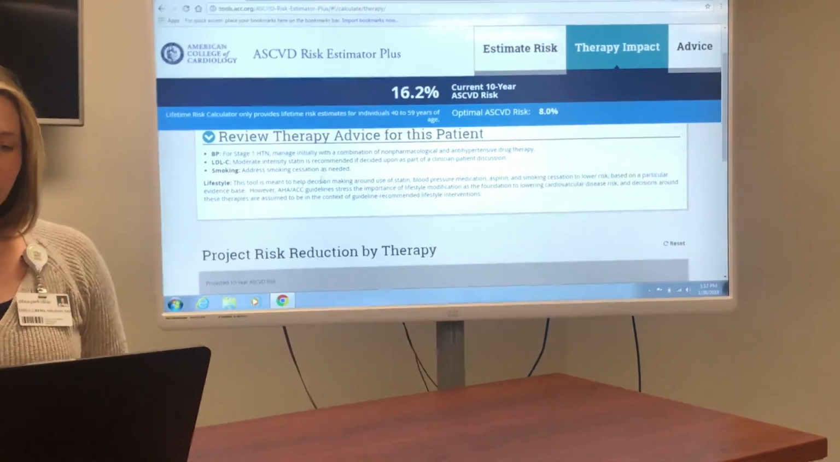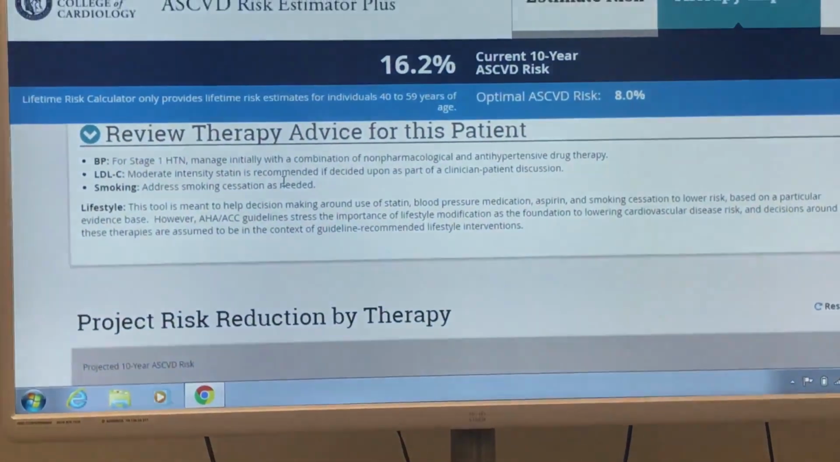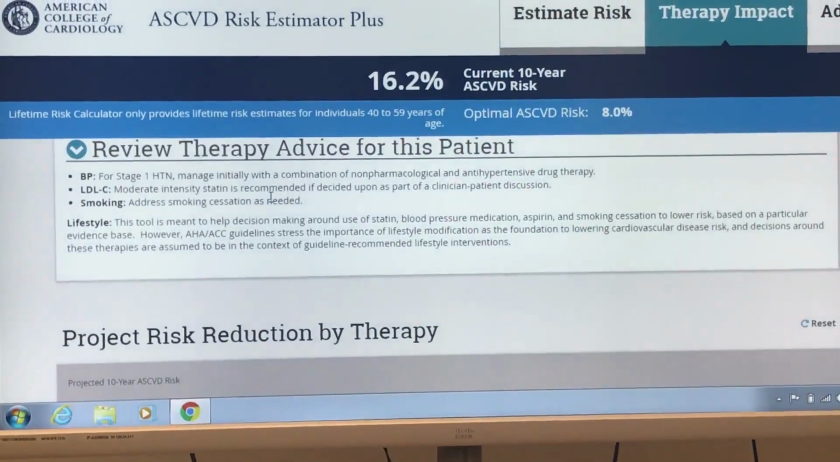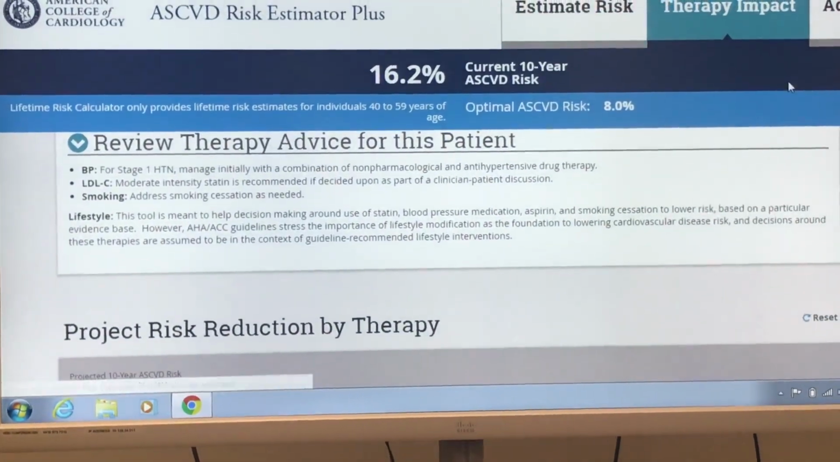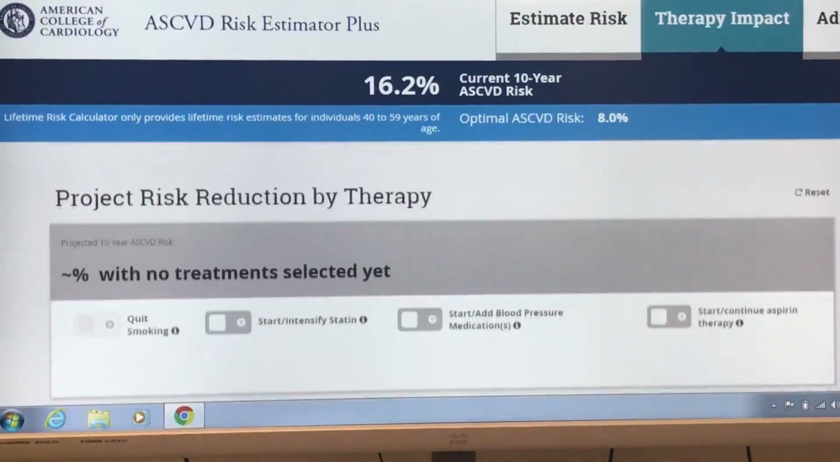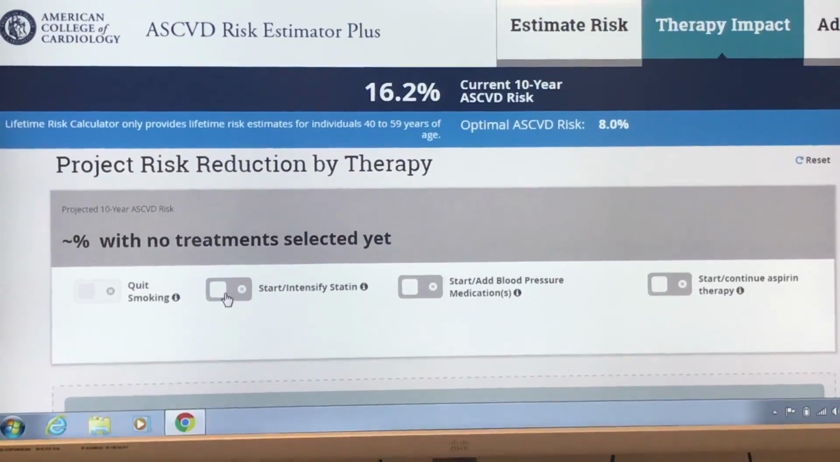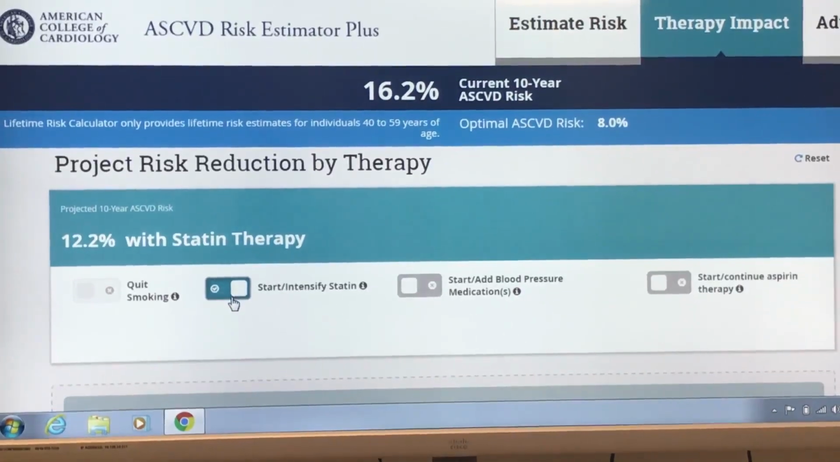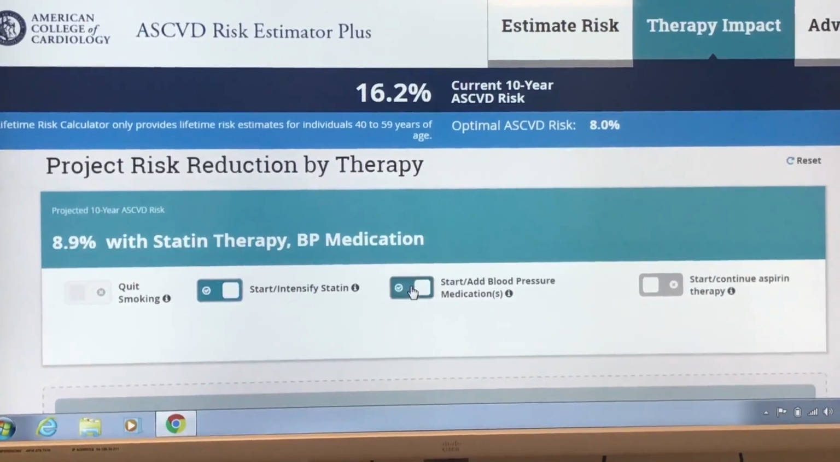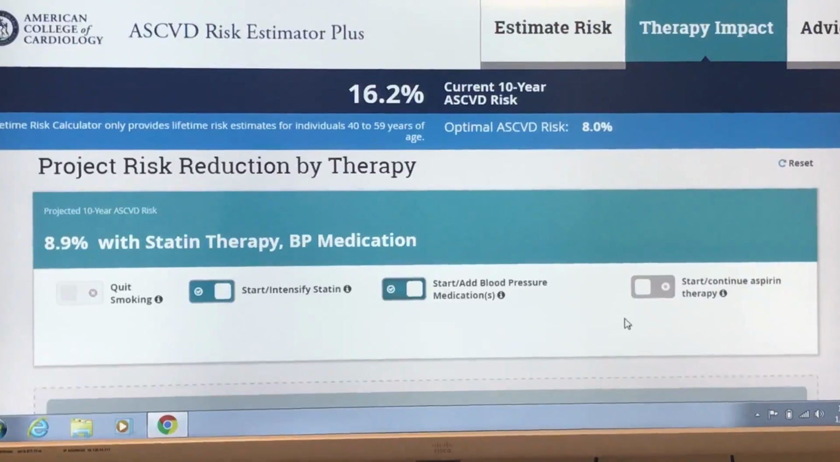So if you come down here and look at what the recommendations are, up here it gives you a little summary. We could more tightly control his blood pressure. We could also start a moderate intensity statin on him too, and both of those would decrease his risk. So if we started a statin, that brings him down to 12.2. If we added a blood pressure medicine, that brings him down to 8.9.